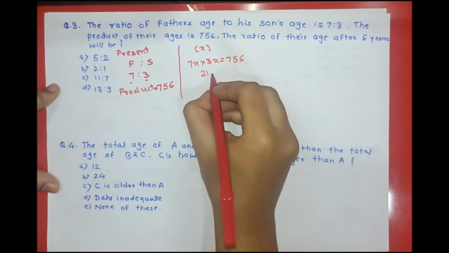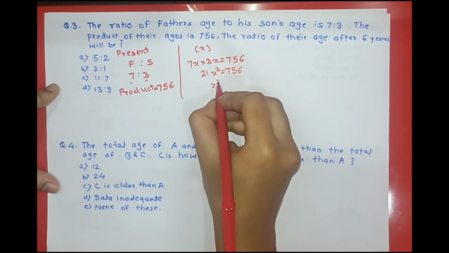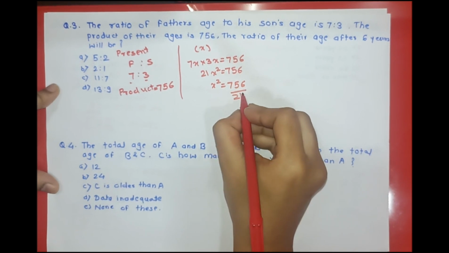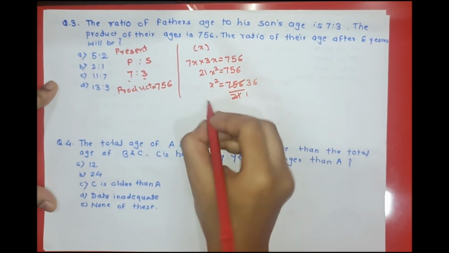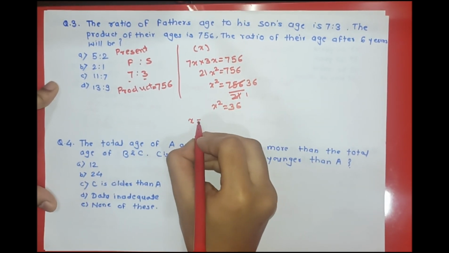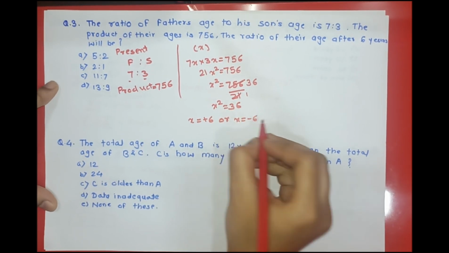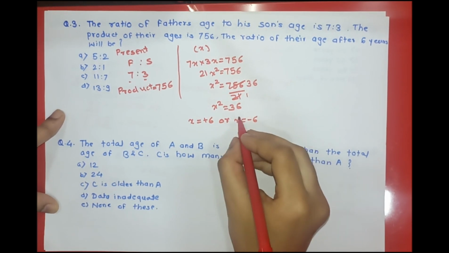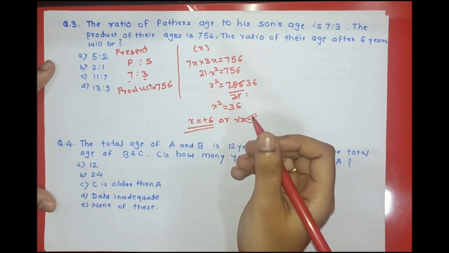So it becomes 21x square is equal to 756. X square is equal to 756 by 21. It is 21 ones are 21, and it is 36. So x square value is 36. So x can be plus 6 or x can be minus 6. So as we are dealing with ages, age can never be a negative value. So the correct value of x is 6.